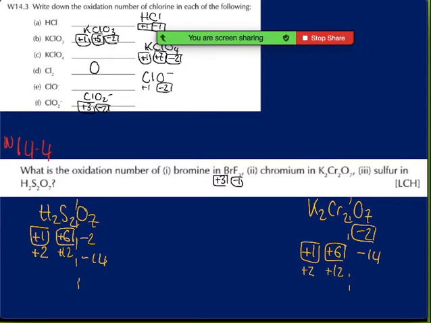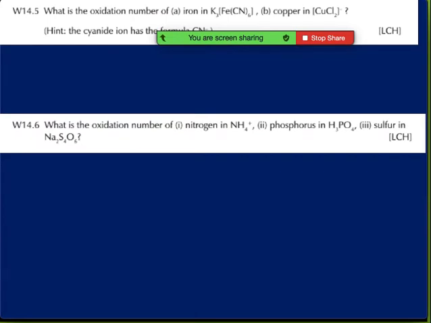And the sulfur in H2S2O7 is oxygen -2. I have 7 of them -14, makes the left hand side +14. The H2 will be +1, so that's +2. It makes the sulfurs +12, each sulfur +6. Okay. So here are these two.